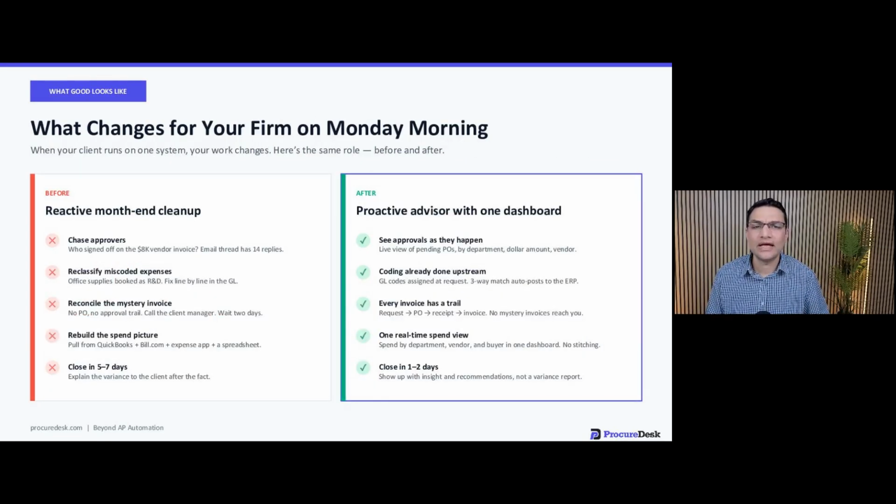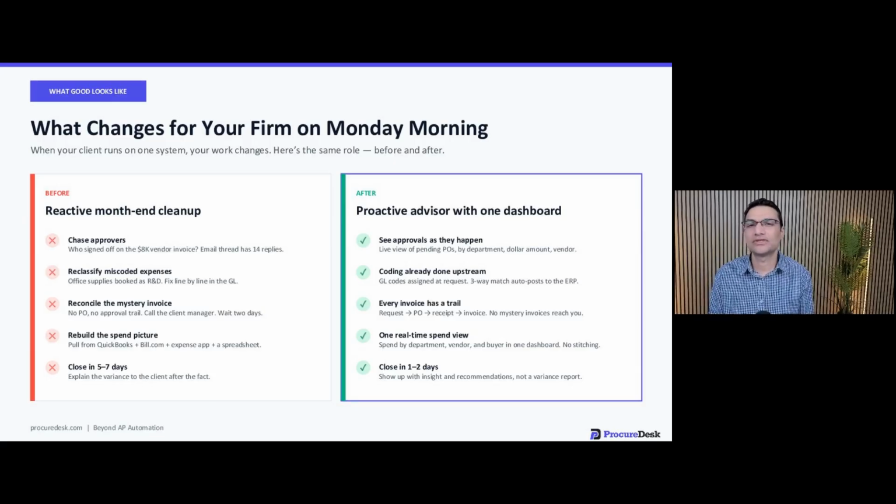So, with that, what changes for your firm, let's say on a Monday morning, before and after you start implementing this? On the left-hand side are some of the symptoms that you may or may not be seeing with your clients, like chasing approvers, reclassifying miscoded expenses, reconciling the mystery invoice. This is where we call it AP becoming detective, trying to trace out the trail of what might have happened with this invoice, like who purchased it and when it was purchased, and so on, and trying to build the entire spend picture.